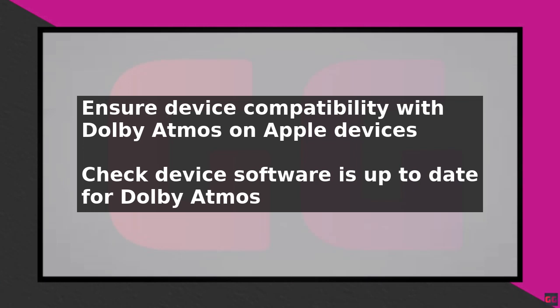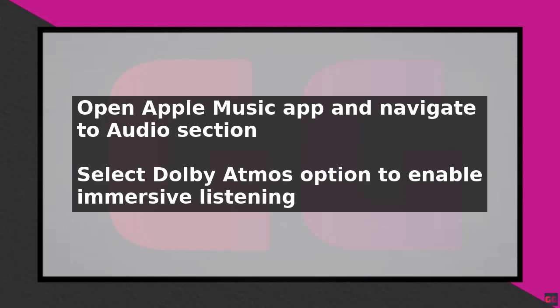or tvOS. You can check for updates by going to the Settings app, then selecting General, and finally tapping on Software Update. Once your device is up to date, open the Apple Music app and go to the For You tab. Tap on your profile picture in the top right corner. Then select Settings. Scroll down to the Audio section and look for the Dolby Atmos option.